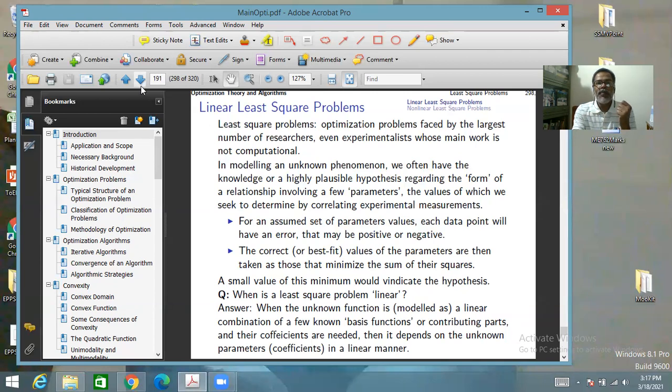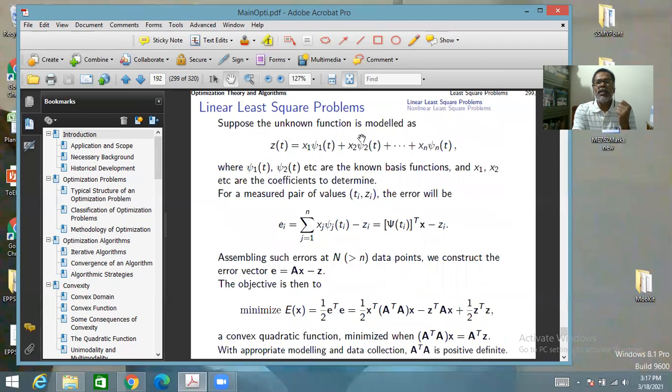See how it works. Suppose the unknown function is modeled as a linear combination of these basis functions, psi1, psi2, up to psi n, and so on. These are completely known, and x1 times this plus x2 times that, and so on. That sum is the unknown function, and you want to determine the coefficients x1, x2, etc. So this is a linear least square problem because here the unknown function depends on the unknown parameters in a linear manner. The psi1, psi2 functions can be as nonlinear as they like. You don't mind because you know them.